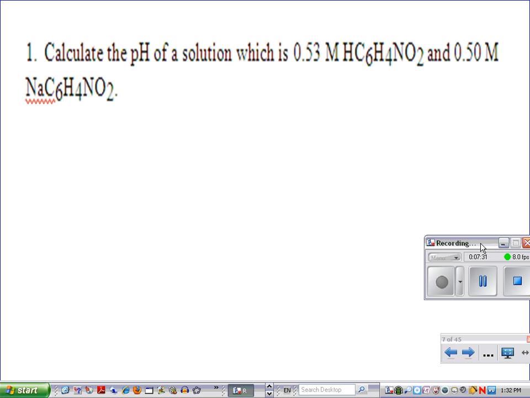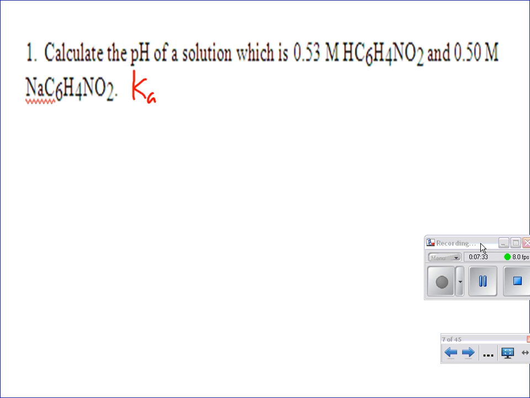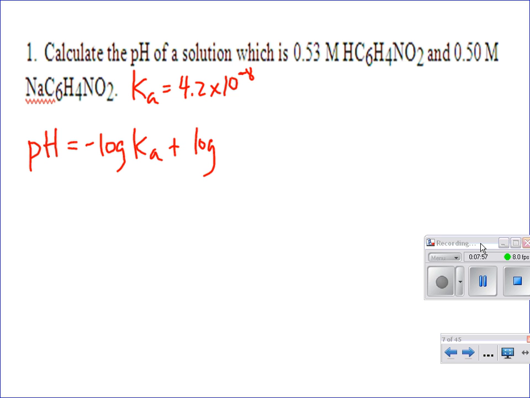All right, so I'm going to make up a K. Help me make one up. 4.2, what do I want, times... Okay, no, let's make it much smaller than that. 10 to the negative 8. I'm just making it up. That's the Ka for this acid, we're going to say. Now, since this is an acid and its conjugate, we're going to use the pH version. So I'm just going to write it out. pH is equal to the negative log of the Ka plus the log of the concentration of the ion over the acid. All right, so plug and chug.